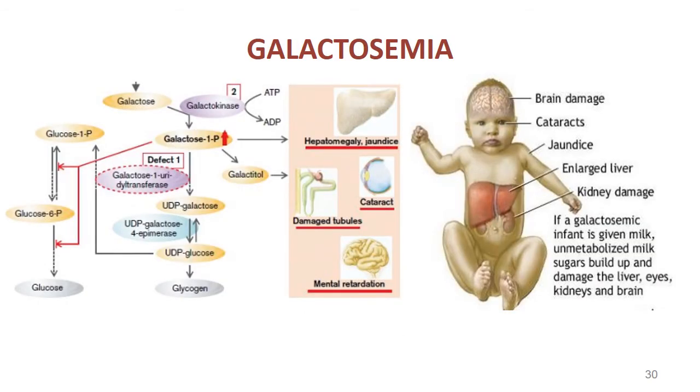Another example is galactosemia. It is a condition in which the body is unable to process galactose, the sugar present in milk. Accumulation of excessive galactose in the body can cause many problems, including liver damage, brain damage, and cataract.